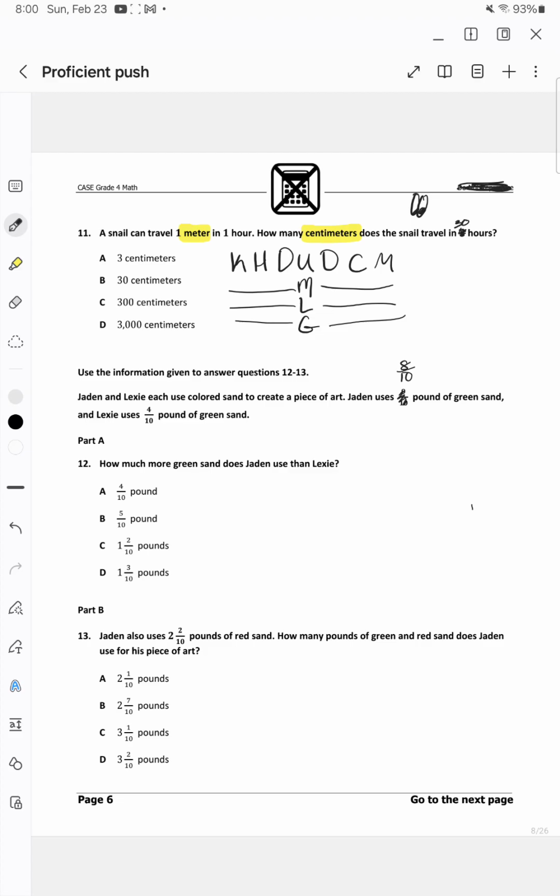They already have 30 hours, so we're going to write that here. And let's see how many extra zeros we need at the end. We're going from big to small because we're going from meters to centimeters. So let's do our jumps. 1, 2. So I know I need 2 extra zeros at the end.